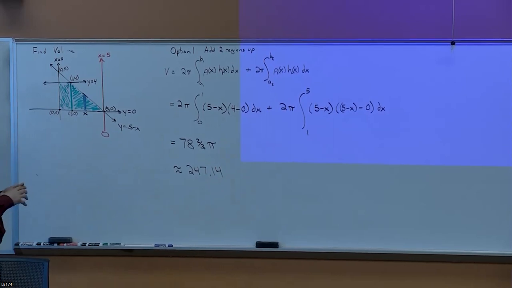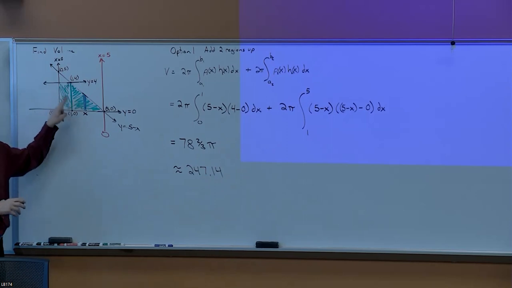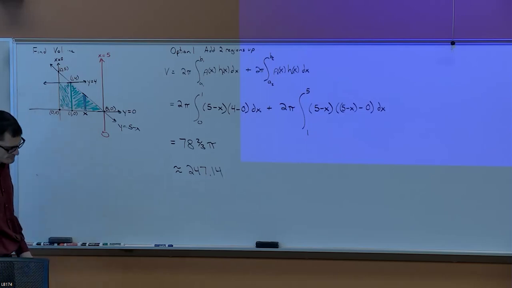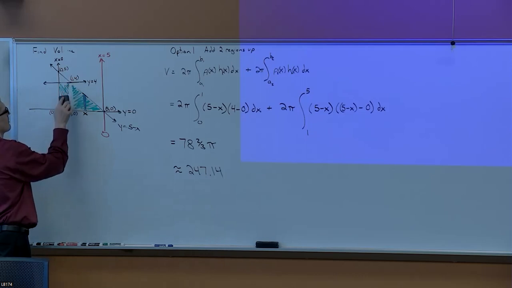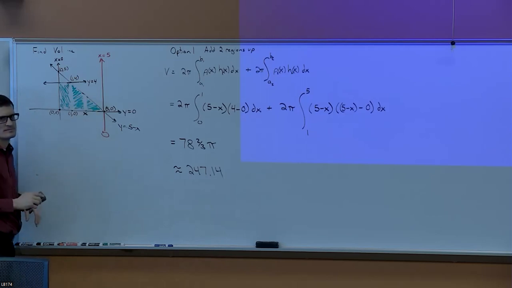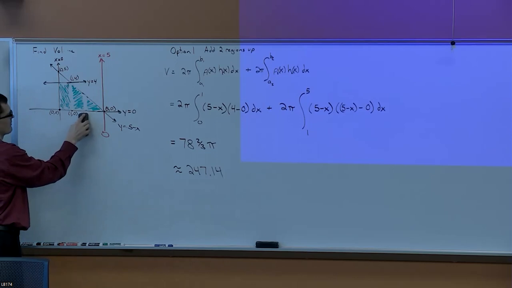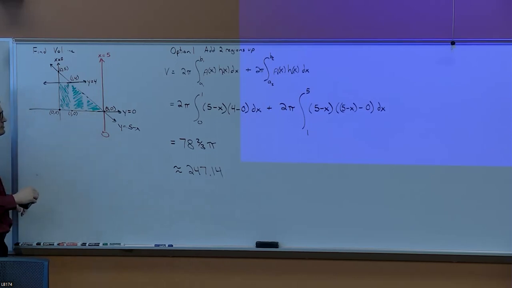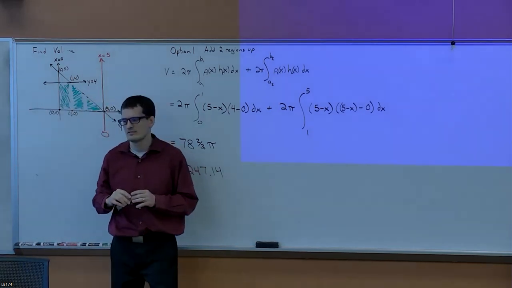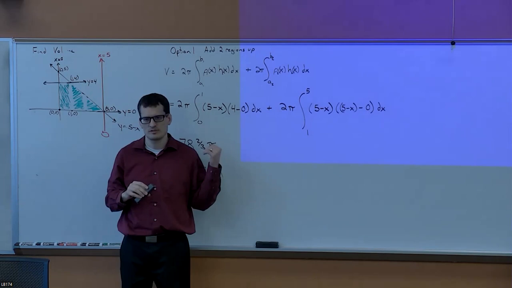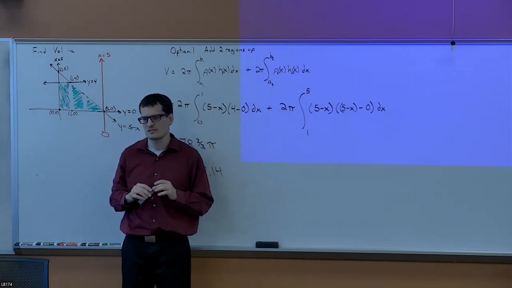Now, like I said, that's just option one, is we create two different sections and then add them up. Anybody have any insight on what option two would be? Any thoughts? First of all, is everybody okay with option one, or understand how I got it? Okay.